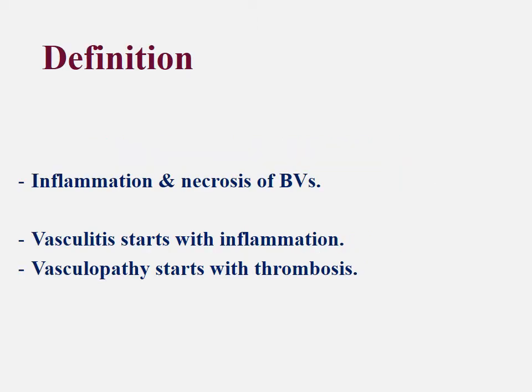Vasculitis starts with inflammation and then thrombosis follows, and vasculopathy starts with thrombosis due to any factor, be it a problem with the hematologic coagulation system, and then inflammation follows. This is vasculopathy, while vasculitis starts with inflammation. And to be more accurate, vasculitis includes inflammation and necrosis of the wall of the blood vessel.